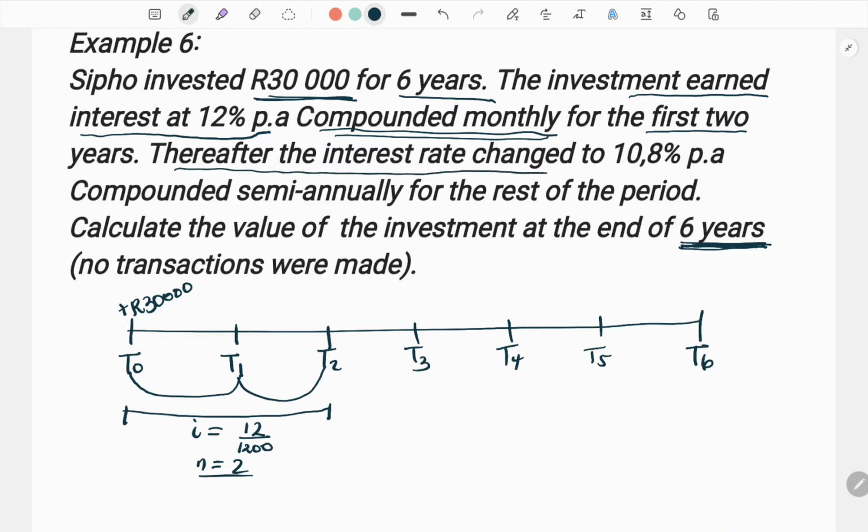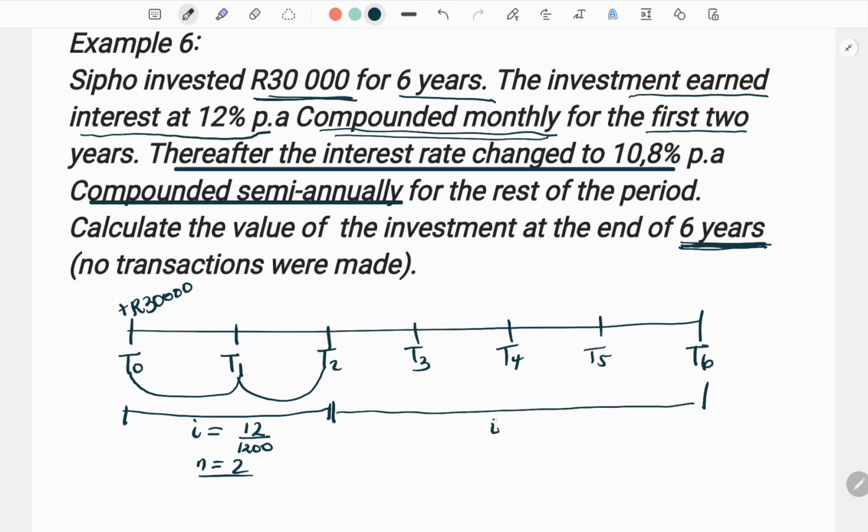Thereafter, the interest rate changed to 10.8% per annum, compounded semi-annually for the rest, meaning that for the rest of the period, the interest changed to 10.8 over what? They said semi-annually. Semi-annually means you're going to divide by 200. Then N is equal to what? 1, 2, 3, 4. 4 years. So 2 plus 4 is 6.